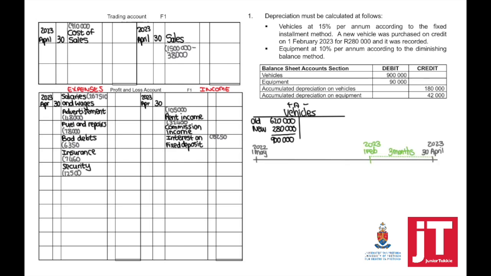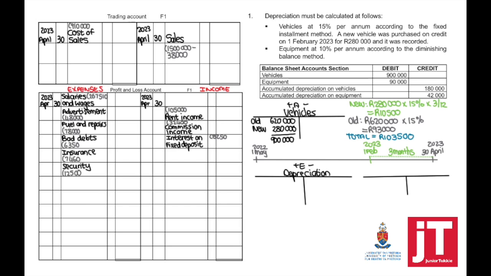If I look at my timeline, to calculate on the new, if it was purchased on the 1st of February, it means from the day we purchase it until the end of the accounting period, which is equivalent to 3 months. So 280,000 times 15% times 3 divided by 12. On the old, we need to use the cost, which is 620,000 times 15% equals 93,000. My total depreciation is the new plus the old.